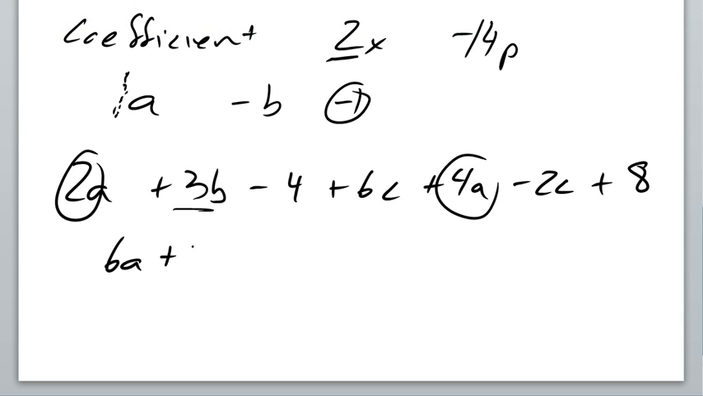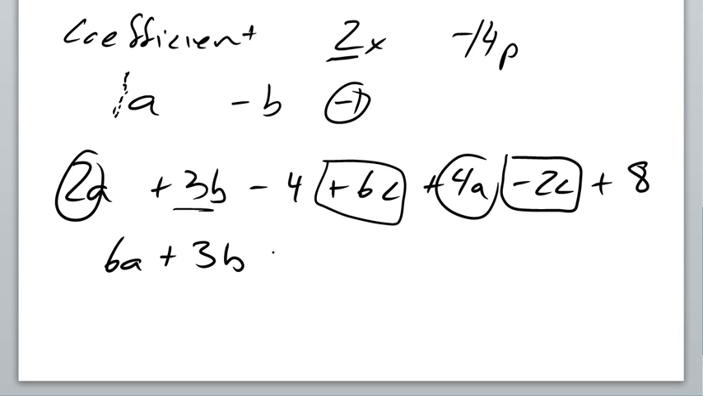So I have 6a plus 3b. Now c: I've got a positive 6c here and a minus 2c here. So when I add those together, I get plus 4c. Then I have a -4 left here and a +8. So -4 plus 8 is going to be a +4. So that would be my answer.